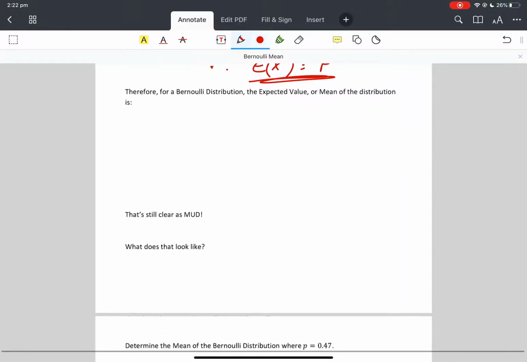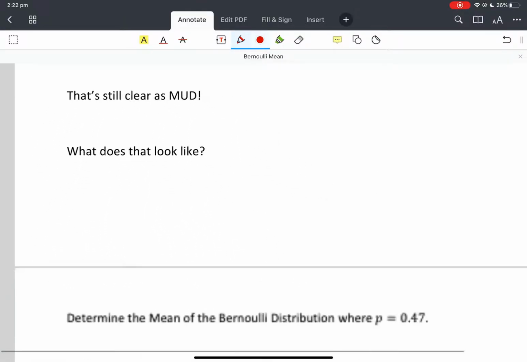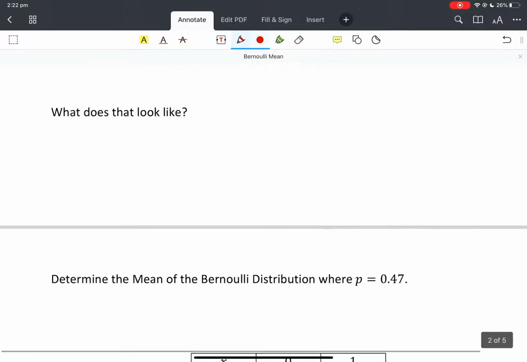That's still clear as mud. I know. What the hell's going on here? What does that look like? Give me a question.